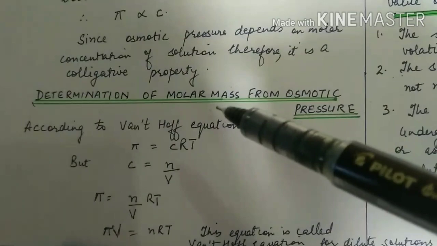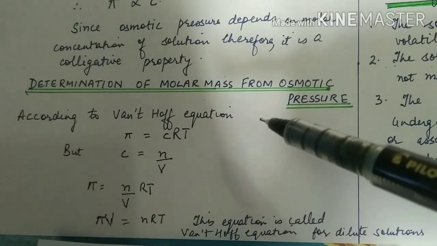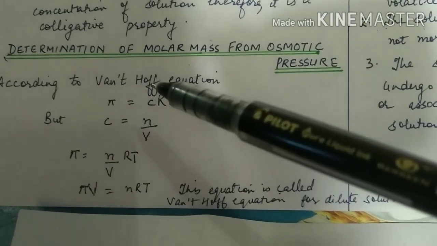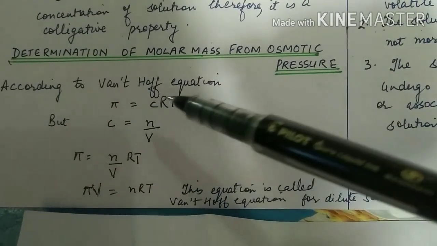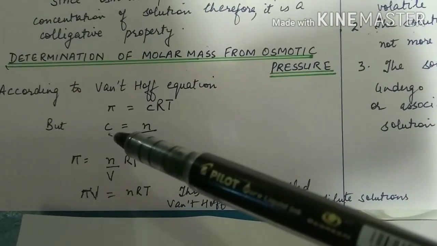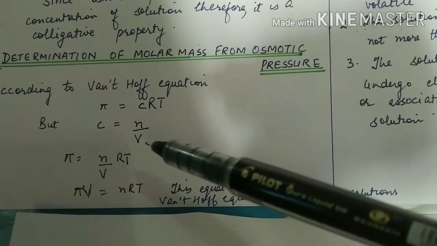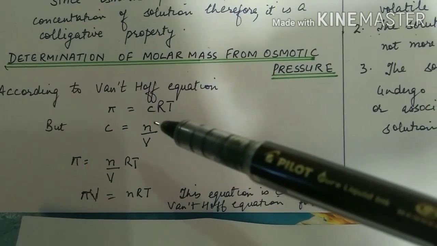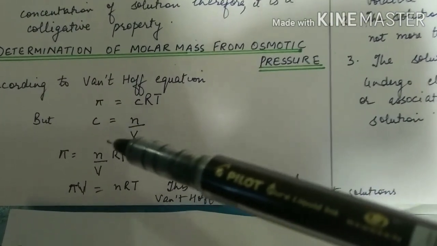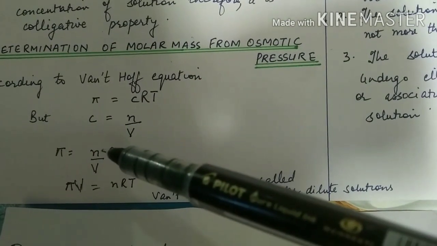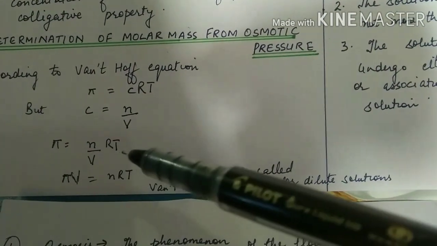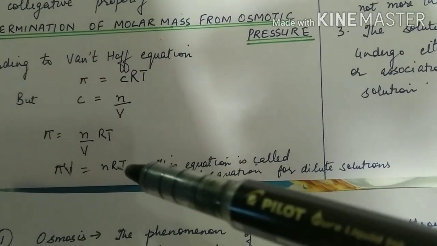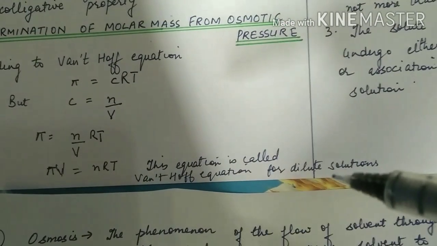Again, we will take a given amount of solute in a given amount of solvent, and we will measure its osmotic pressure experimentally. So from the equation, we have pi is equal to CRT, where C is the concentration, that is the number of moles per liter of the solution. C is molarity here. Now we can place an expression for C: instead of C, we use n by V, and we get pi is equal to n by V RT. Taking V to this side, we get pi V is equal to nRT. This equation is called the Van 't Hoff equation for dilute solution.